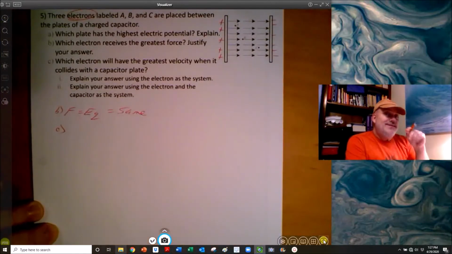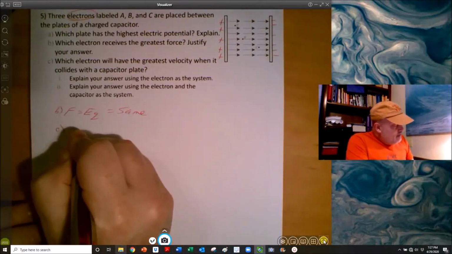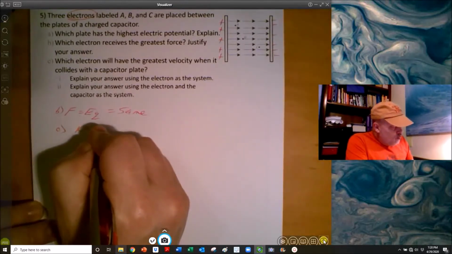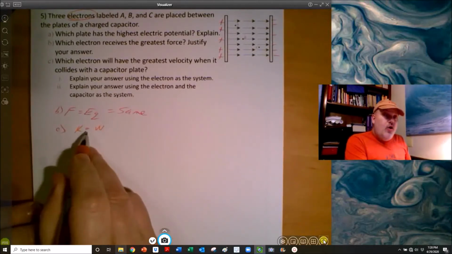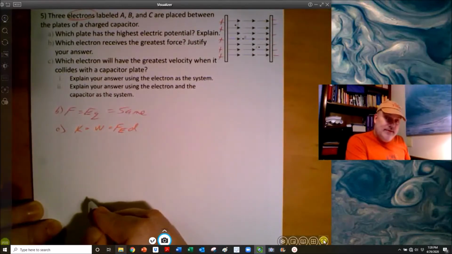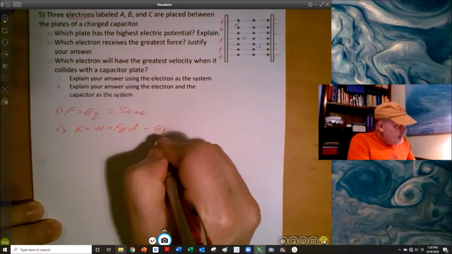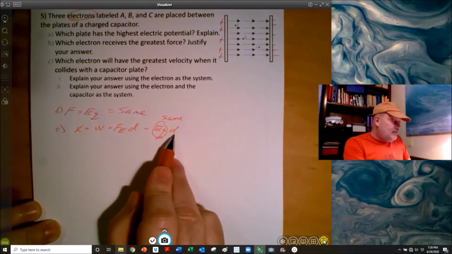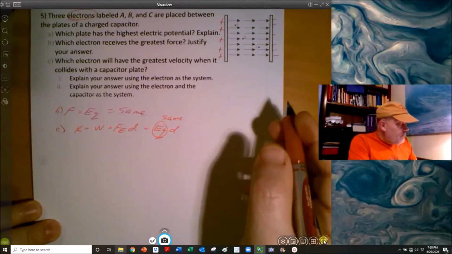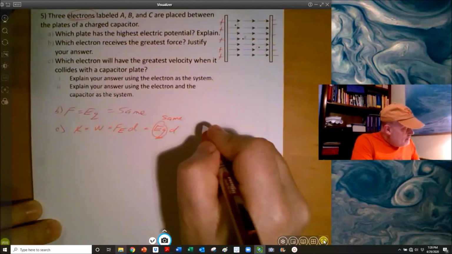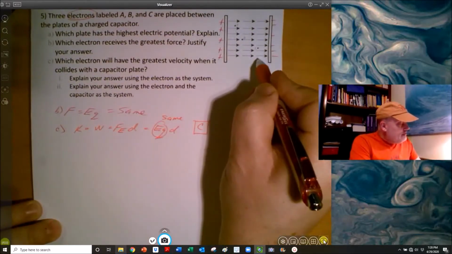So if the electron itself is our system, then all the forces on it will be external forces. The velocity will be related to the kinetic energy, which is related to how much work is done on the electron. And the work equals the electric force times the distance. We've already established that the electric force EQ is the same. They don't all move the same distance. So the one that moves the greatest distance will go the fastest due to the work from the external electric field. And that will be C, will move the largest distance from here to here.